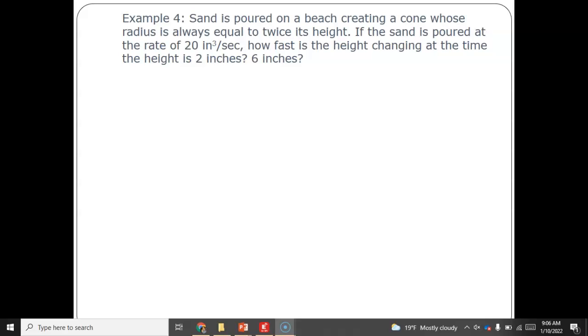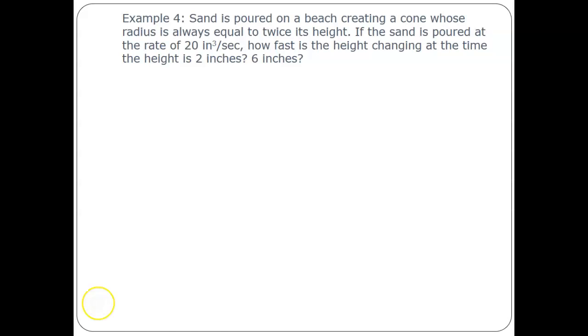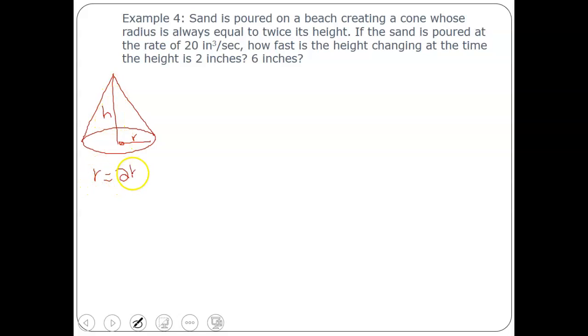So we know that if we have a cone, the radius is always equal to twice the height. So if the height is 1, the radius is 2. If the height is 4, the radius is 8. That's a weird looking cone. If the radius is twice the height, it's going to be short and fat.